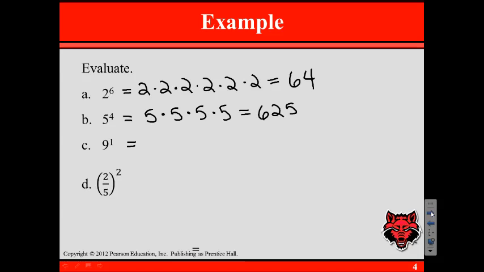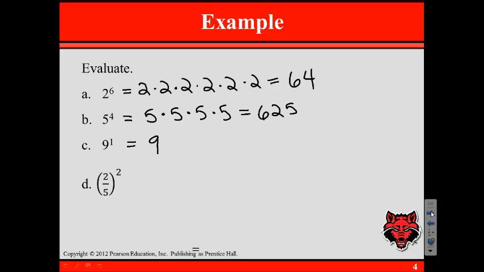In part C, we have 9 to the 1st power. Again, 9 is the base that will be repeated, and the 1st power tells us we write it 1 time. Basically, anytime we have something written to the 1st power, we can hide that exponent. We can remove the exponent. 9 to the 1st power equals 9. They are the exact same thing.